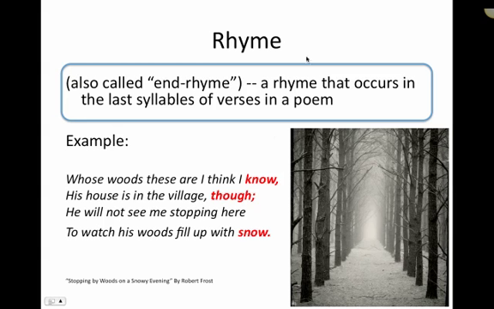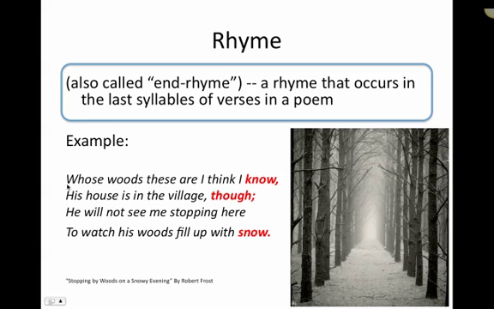So let's go forward here. The first thing we're going to talk about is rhyme. And probably when you were back in kindergarten or when you started to read Dr. Seuss or some of your early books, you learned what rhyme is. We also call it end rhyme because it's dealing with the end of a word. So a rhyme that occurs in the last syllables of verses in a poem. For example, the words know, though, and snow, even though they're not all spelled the same, they all have the same sound at the end of the word. Know, though, and snow. Okay?